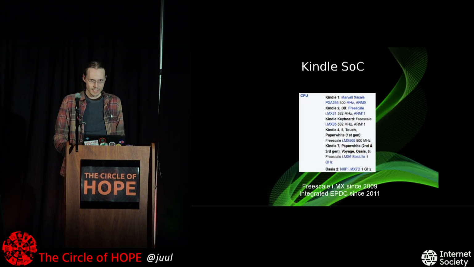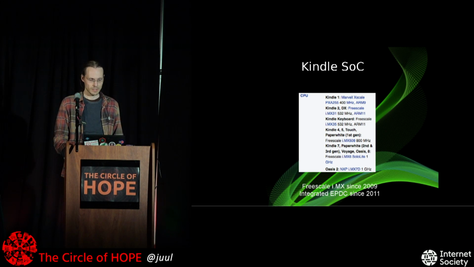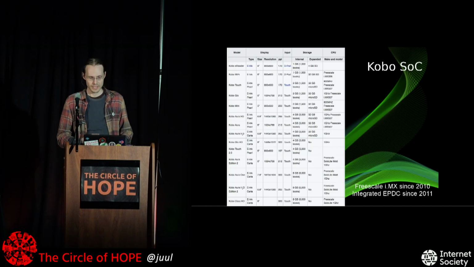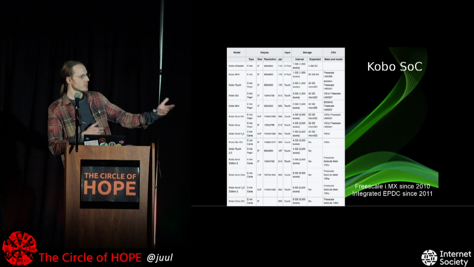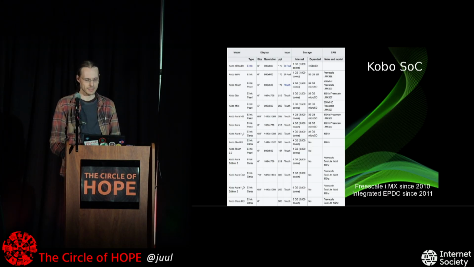So what's actually inside of these? Well, for the Kindles, if you look at it, every Kindle except the very first one is using these Freescale IMX chipsets. And if we then look at the Kobo, which is another company that makes e-readers, at least for the ones we have data for in this thing I stole from Wikipedia, it's all the same, Freescale IMX.